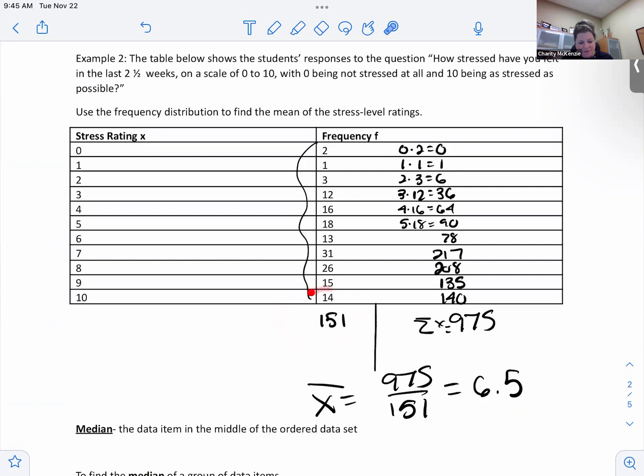Okay, and then this was your frequency divide. And does it look like 6.5 is about the middle? It does. These are big numbers. These are smaller, but a lot more of them, right? It does look like that's the middle. So that's our average, 6.5, our mean.